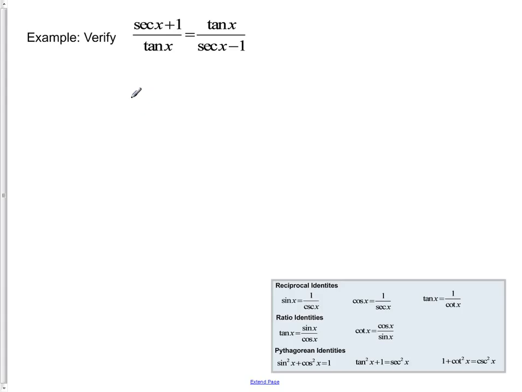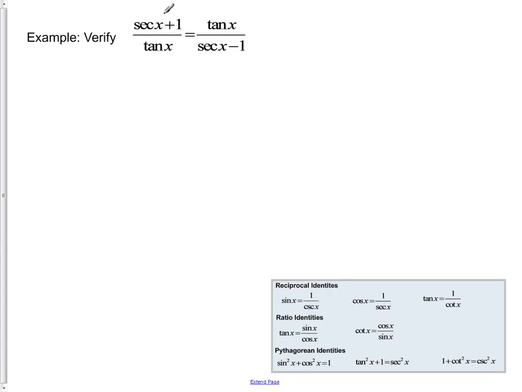Well, one of the nice things about verifying identities is that there are many ways of going about things. And you can try many different strategies. Some might take you a little bit longer than others. For example, we've got this identity right here. Now, one side or the other is not more complicated, right? They both look about equally complicated.